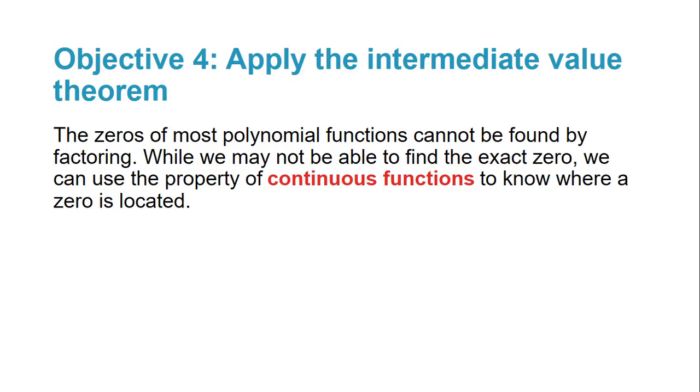In this video, we talk about the intermediate value theorem. So the zeros of most polynomial functions cannot be found by factoring. The ones we work with will involve factoring, so we're good to go. We can find them by hand, but that's not typically the case. So while we may not be able to find the exact zero, we can use a property of continuous functions to know where a zero is located.